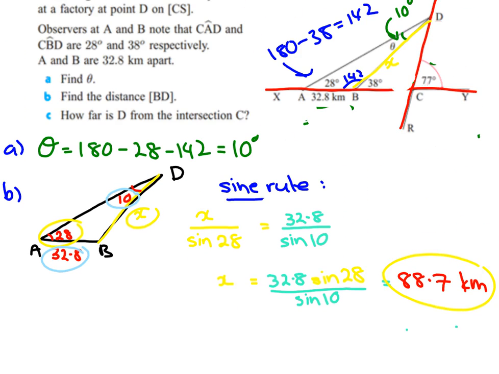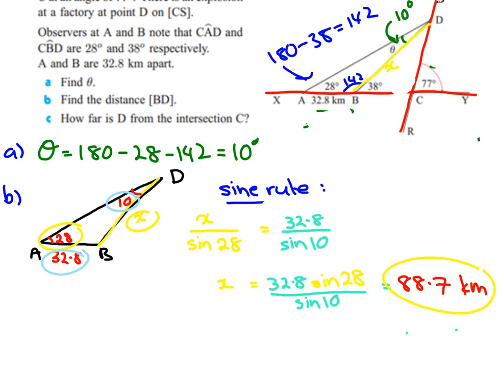The last thing they want, how far is D from the intersection C? So how far is D from the intersection C? They want to know this length here. I might call that one Y. So now I'm going to label that one Y. Even better, let's just draw it out again down here. So we're going to draw out this.